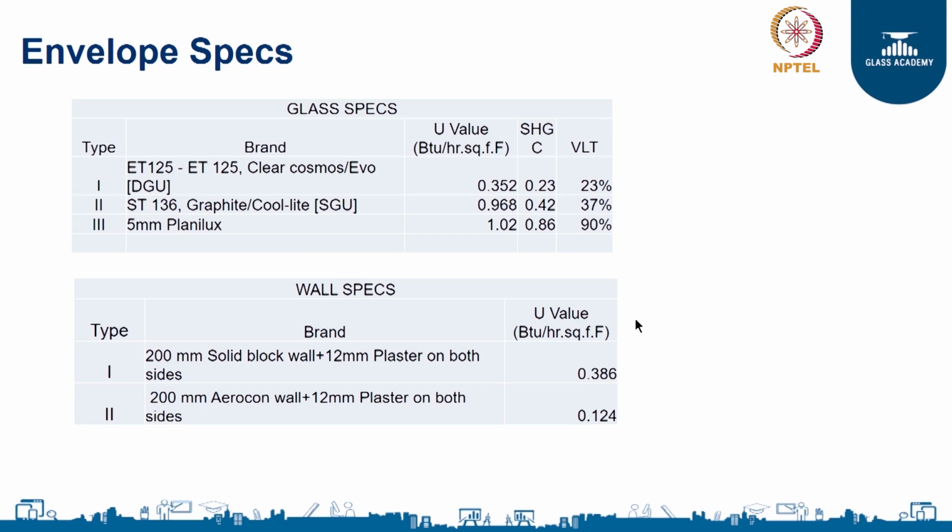And of course you have wall also in your envelope. And what is the different types of wall that you can look at? You have an Aracon block wall which has a lower U value compared to a solid block wall which has a higher U value. So you want to limit the U value, because the lower the U value, the lower would be the heat ingress through conduction.